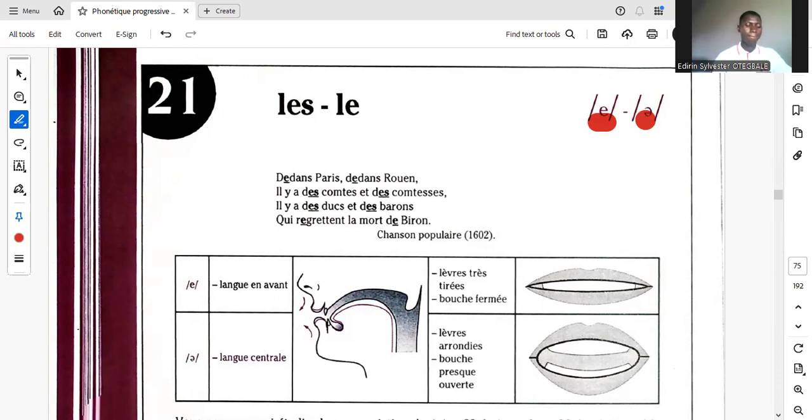Leçon 21. Les, le. Exercice 1. 1. Les, le, et, e.